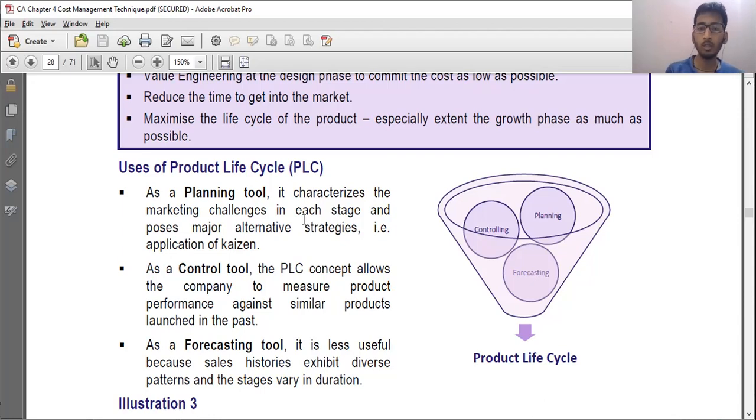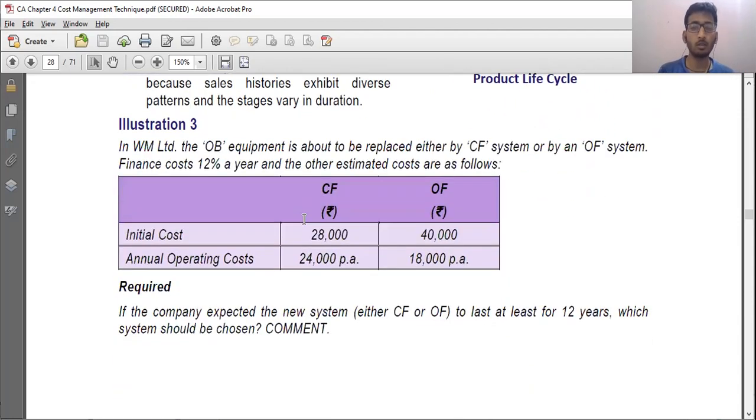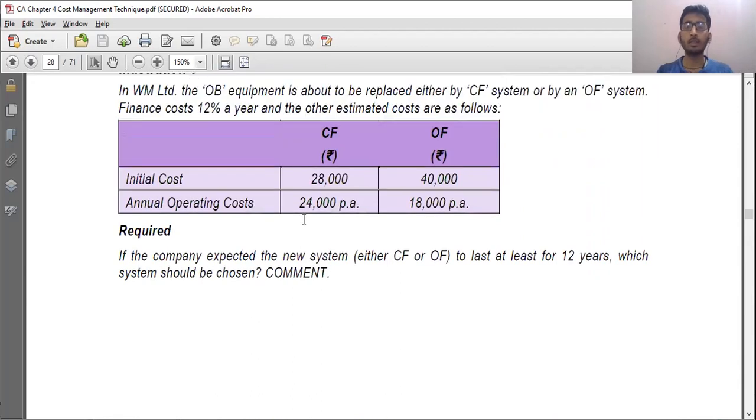Now we can control the things, and definitely forecast the things. Now let's see from the CMA final study material as well whether there's something new in this. So we have done the phases, the characteristics, the benefits, the importance. There's nothing new.